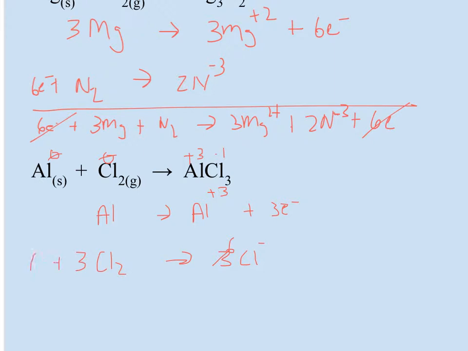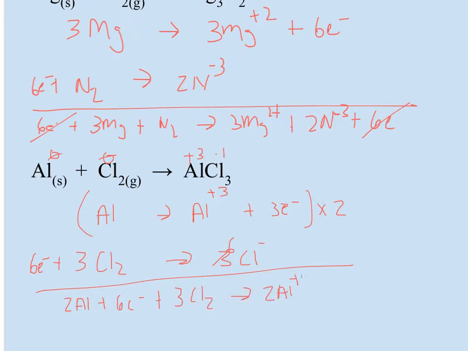That means there were 6 electrons that had to be picked up over here. That also means this needs to be doubled. So when I add this up, I've got 2Al plus 6 electrons plus 3Cl2 yields 2 Al ions plus 6 electrons plus 6 chlorine ions. And again, when I cross out my 6 electrons, I am left with 2 Al, 3 Cl2, and then 2 AlCl3.